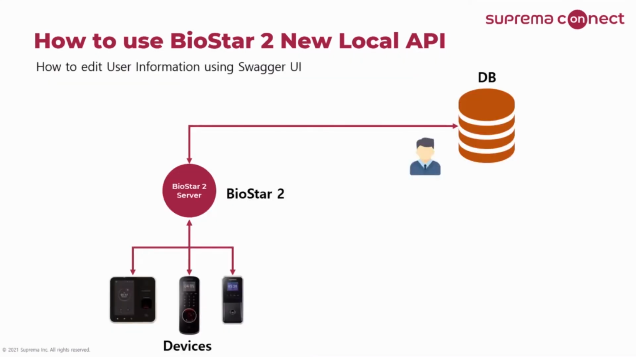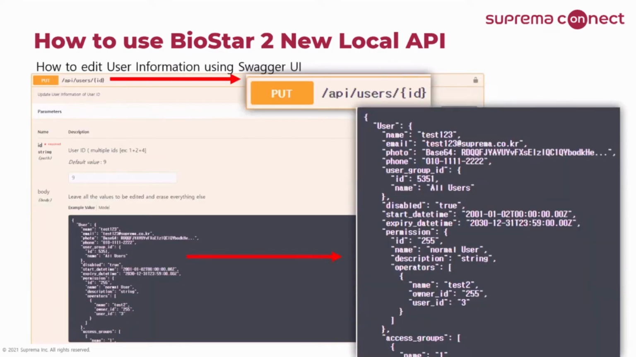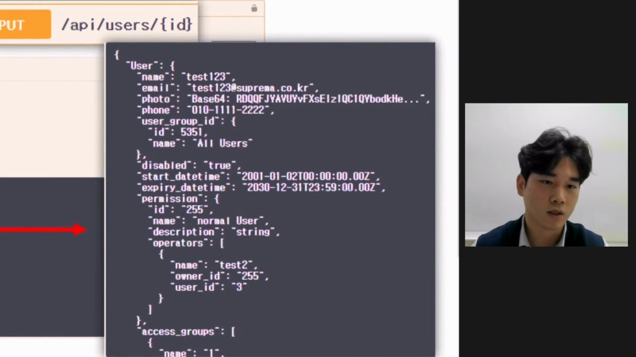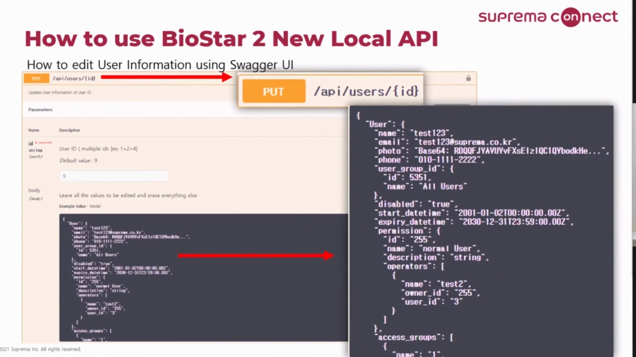You can also use an API function to edit user information from the database. And this is how you edit user information on the Swagger. You have to use a put function with the URL /API/users/user ID. And there you'll be able to see which parameters you can edit in the request body. You can edit name, email, photo, phone, user group ID. You can make it to be active or inactive. You can do lots of editing with that function.